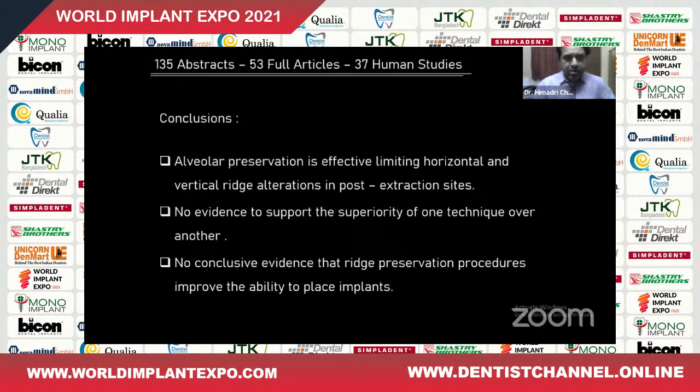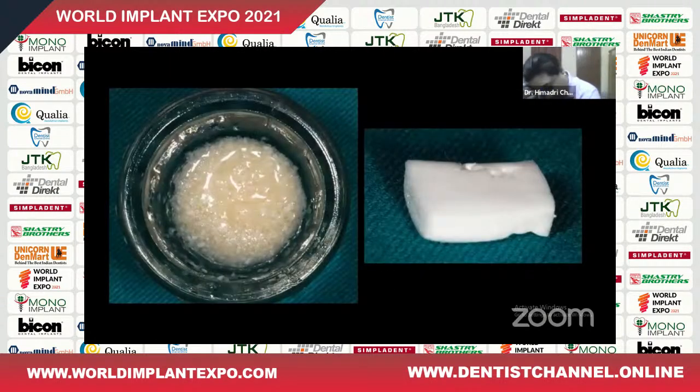Okay. So when you conclude about the study that alveolar preservation is effective in limiting horizontal and vertical ridge regeneration, and you don't have any conclusive evidence that ridge preservation procedures improve the ability to place implants, the maintenance of the volume of the ridge still remains. So what I do in these cases, most of the time, we extract, and either we use particulate graft along with some biologics like PRF, or we have collagen sponges already loaded with bone graft materials from different companies, and we can tuck them in.